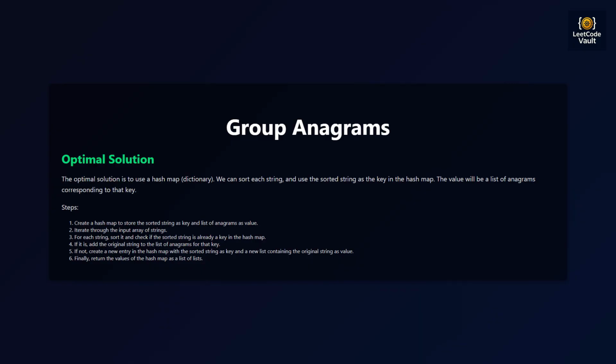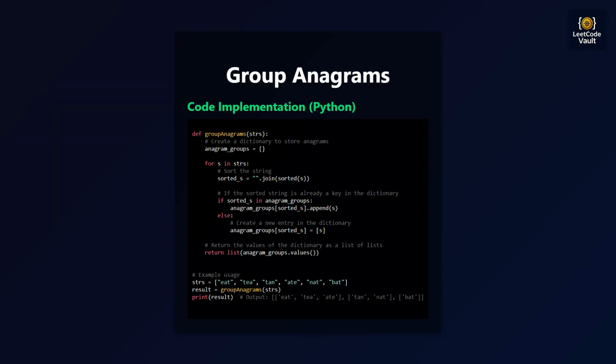Optimal solution. Our optimal approach uses a hash map to store strings and their corresponding anagrams. We'll use the sorted version of each string as the key. Because anagrams have the same letters, sorting their letters produces the same key. We iterate through the input array, sort each string, use it as a key in the hash map, and add the original string to the value list for that key. If a key already exists, we append the new string to its corresponding list. This way, we avoid redundant comparisons and significantly improve efficiency. This will change our time complexity and make it much more efficient than our brute force method.